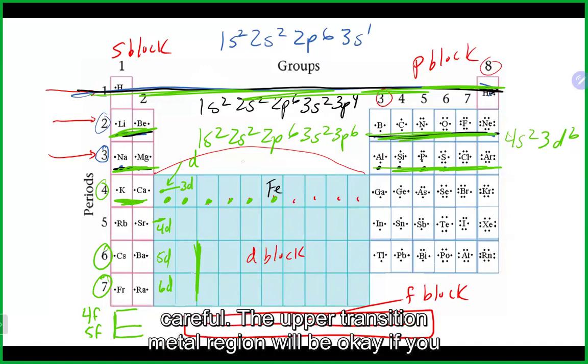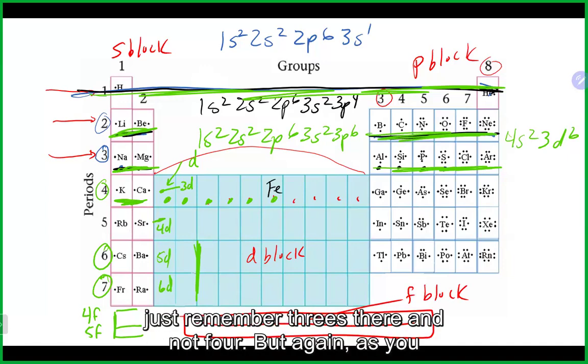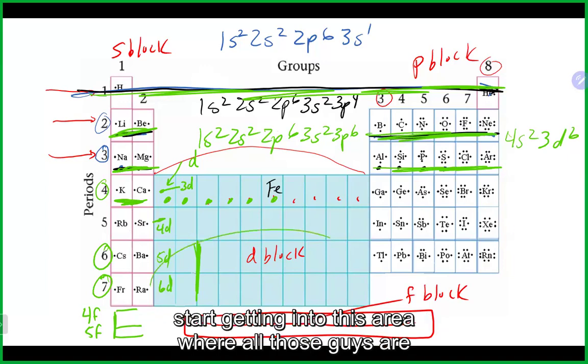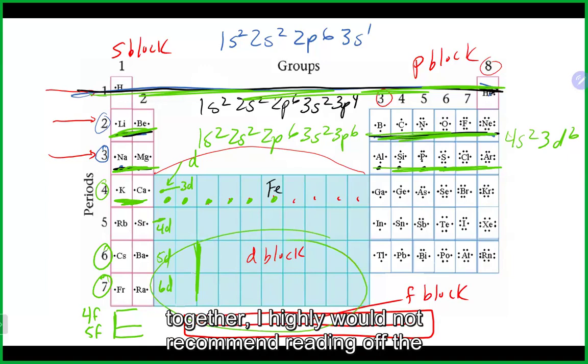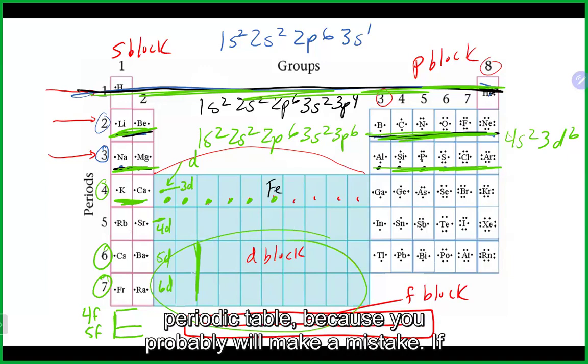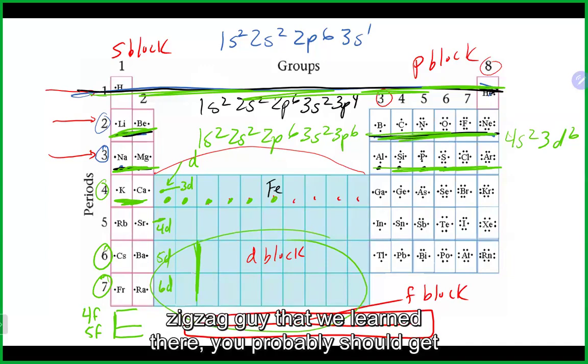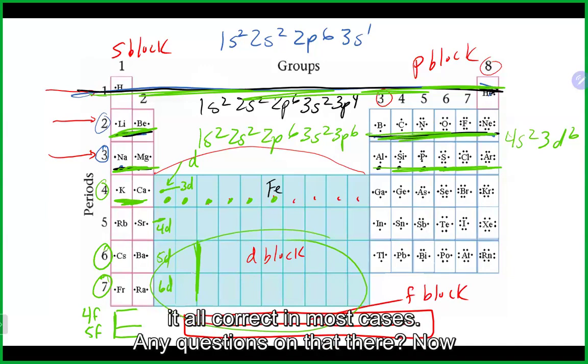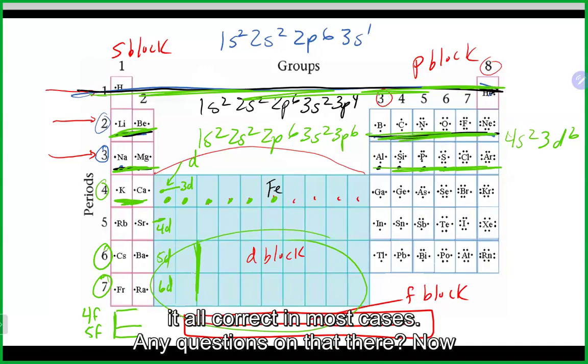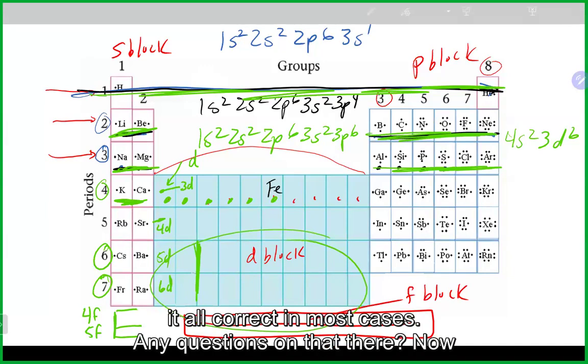And again, in the transition metal region, you do need to be careful. The upper transition metal region, you'll be okay if you just remember 3D there and not 4. But as you start getting into this area where all those guys are together, I highly would not recommend reading it off the periodic table, because you probably will make a mistake. If you do the little zigzag guide that we learned there, you probably should get it all correct in most cases. Any questions on that there?